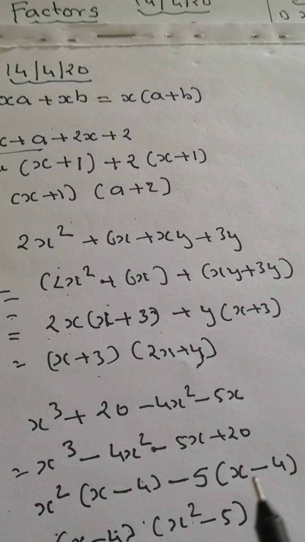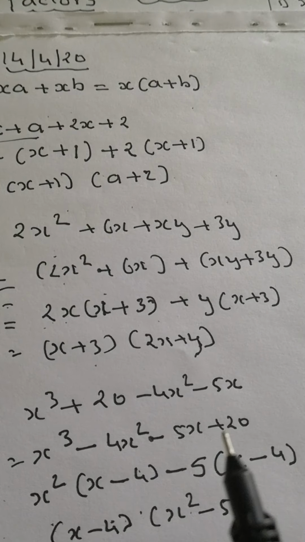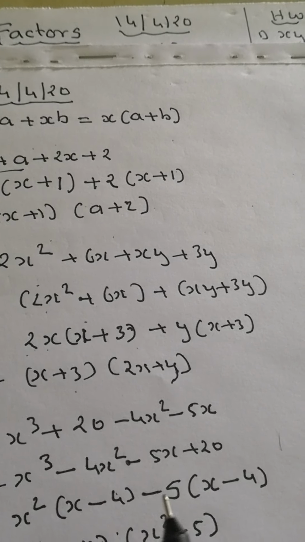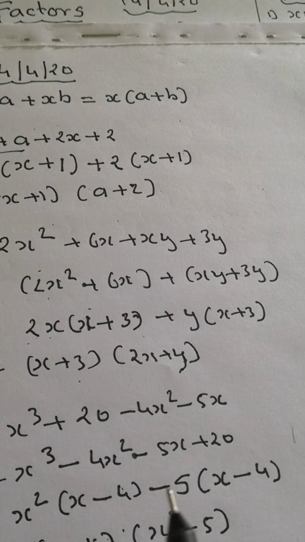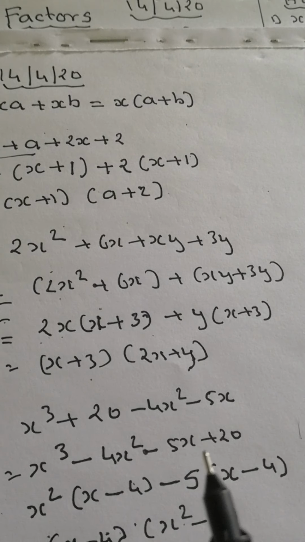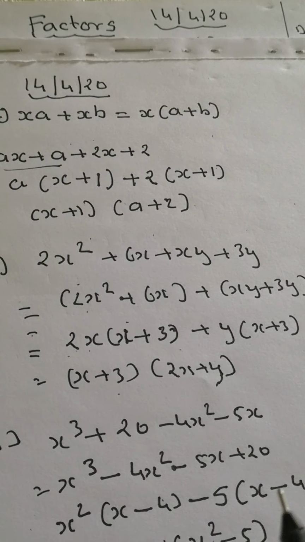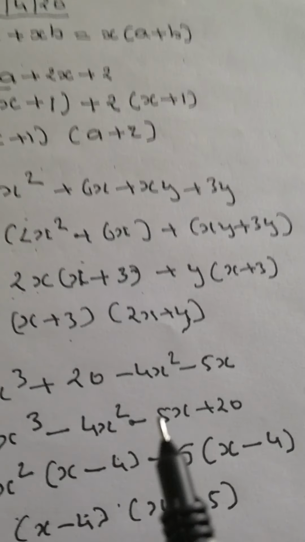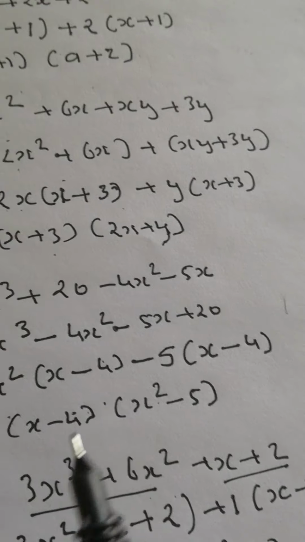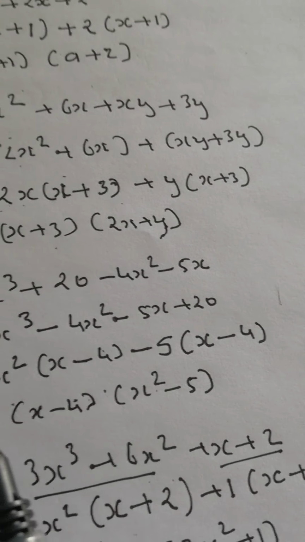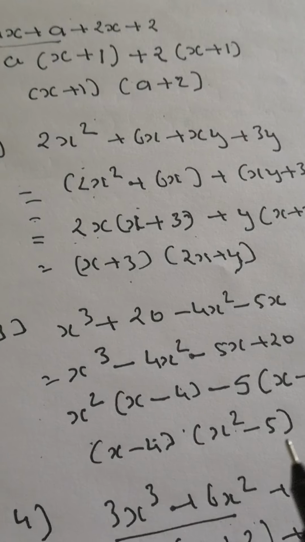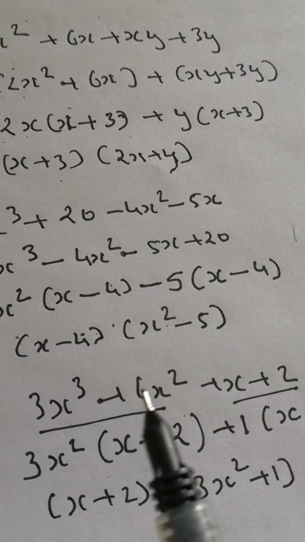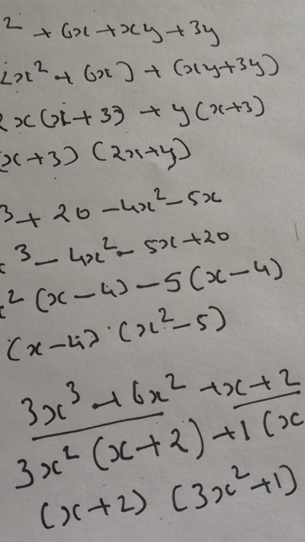But dear friends, here I am not writing the sign of plus, I am writing minus, because minus is taken as common from minus 5, so the sign in the bracket becomes opposite. So instead of plus, it becomes minus. So the common bracket which I have got is x minus 4, and the uncommon terms are x square minus 5.